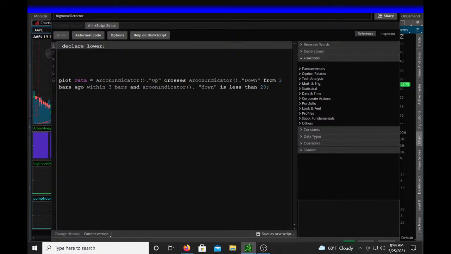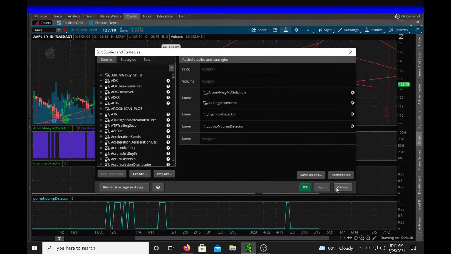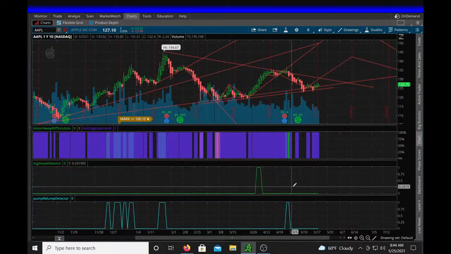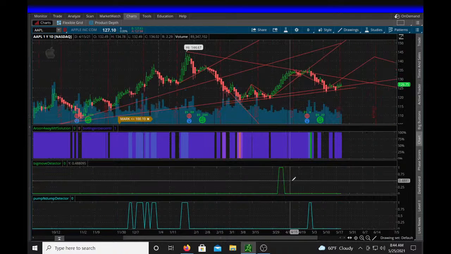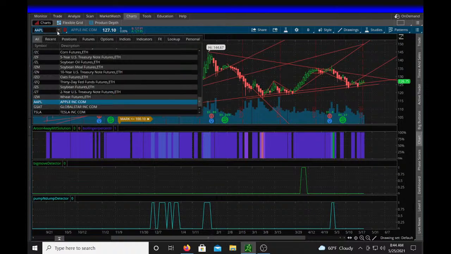For the Aroon indicator up to cross down from 3 bars ago within 3 bars, and Aroon indicator down is less than 20. All right. Now that is your big move finder. It's a very interesting piece, but it is going to find a big move for you. All right. And your pump and dump detector does find your pumps and your dumps. All right, very good, very good.